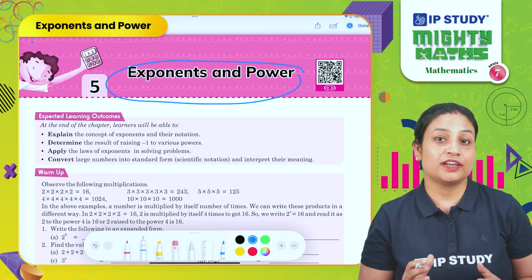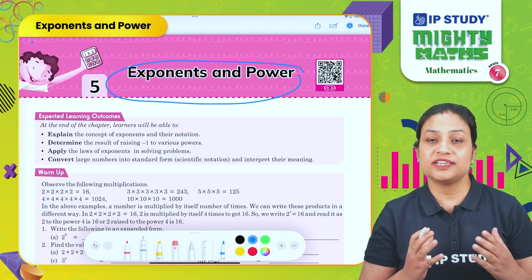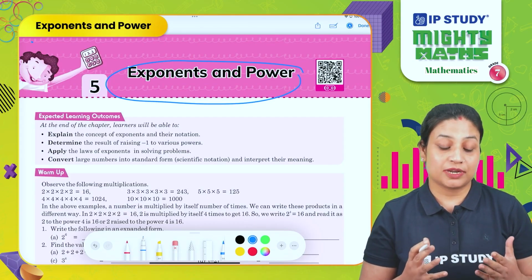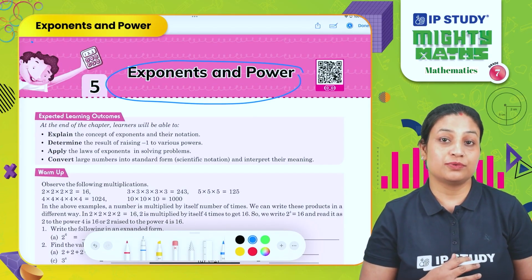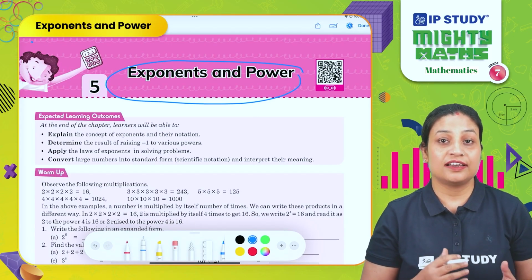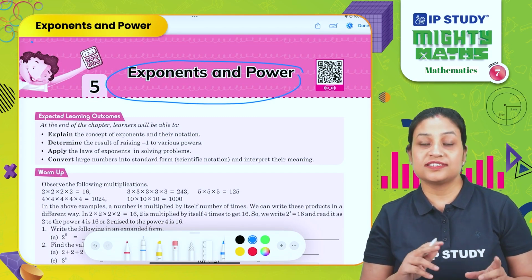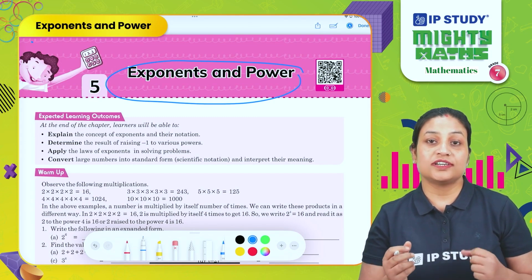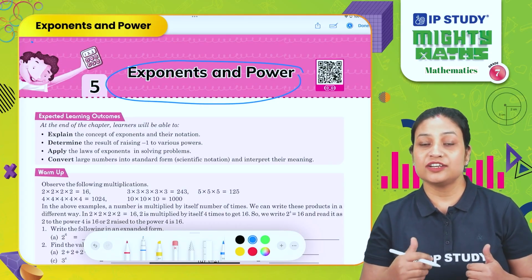So before I tell you what are the topics that we are going to cover in this lecture, let me tell you the need of this chapter. Why is this chapter important for us, why does it play an important role in our life? So students, in order to understand that, let me take an example. You must have seen in your science notebook the distance between two planets, or the distance between the Earth and the Moon, or the Moon and the Sun, and so on.